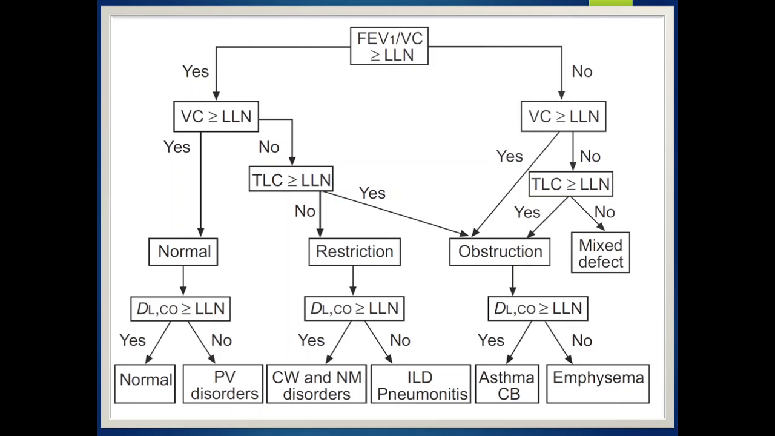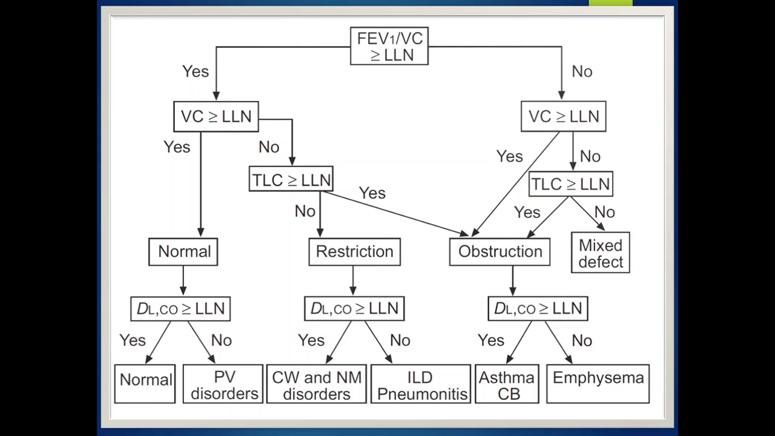If the ratio is normal and the vital capacity is low, then we should suspect the presence of restrictive lung disease. So we do a total lung capacity. If the total lung capacity is low, then this is a restrictive lung disease. And a patient with restrictive lung disease could be intrapulmonary or extrapulmonary, and that's when we do a DLCO. If the DLCO is low, then you start thinking about intrapulmonary disorders. If the DLCO is normal or high, you think about extrapulmonary causes like chest wall abnormality and neuromuscular disorders.